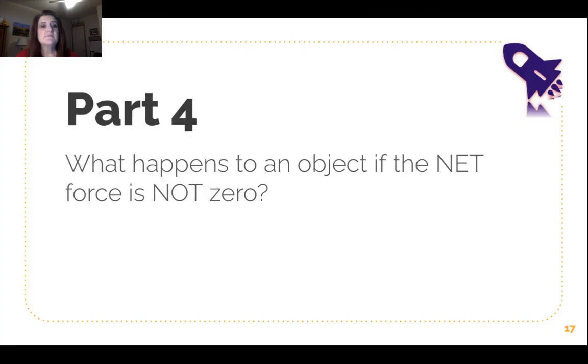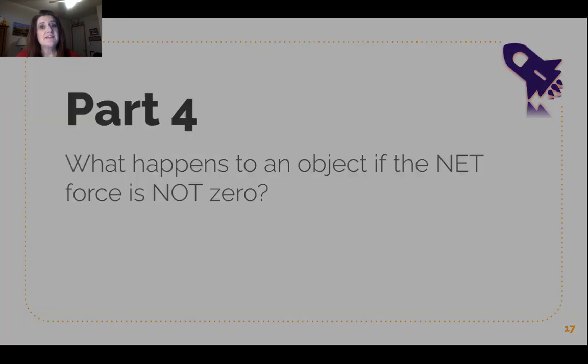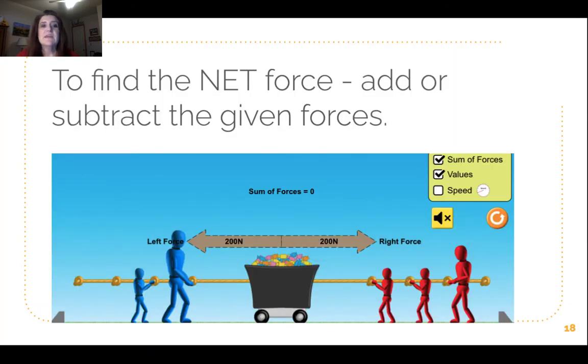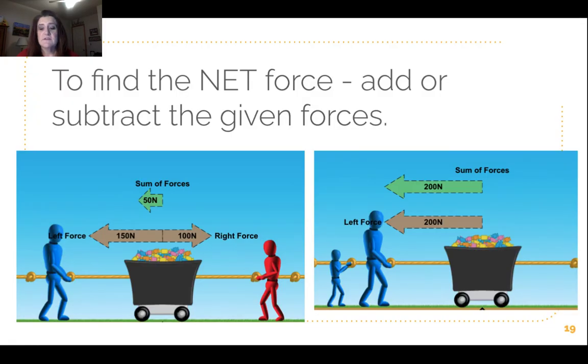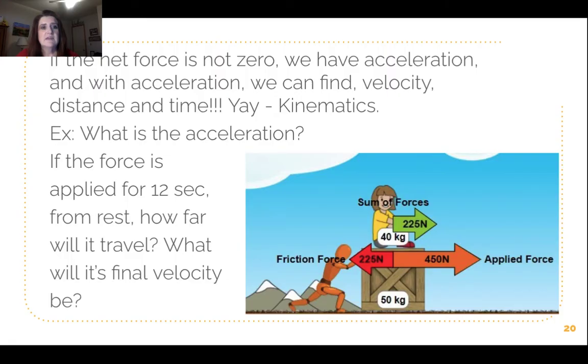What happens to an object if the net force is not zero? Well, to find the net force, we add and subtract those given forces. If the net force is not zero, we have acceleration. And with acceleration, we can find velocity, distance, time. Yay, kinematics!